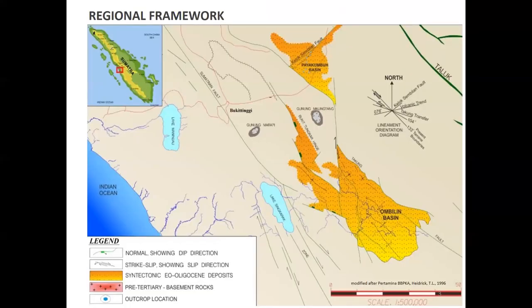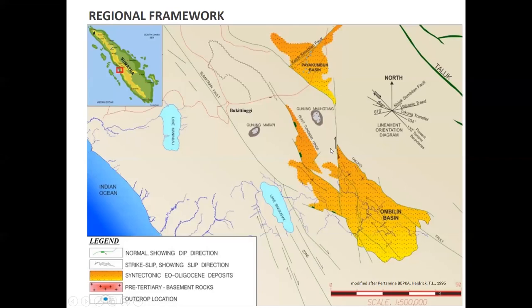So this is the structure map of the Paleogene Graben from Hendrik Aulia 1996. The well-known basin, the Ombilin Basin, is located in the southern area, whereas the Payakumbuh Basin is located in the northern area. So the Payakumbuh Basin can be interpreted as a part of the Ombilin Basin in the Paleogene Graben. The size of Payakumbuh Basin is relatively smaller. It's only up to 500 square kilometers, compared to Ombilin that can be up to 3 times bigger, which is 1,500 square kilometers.